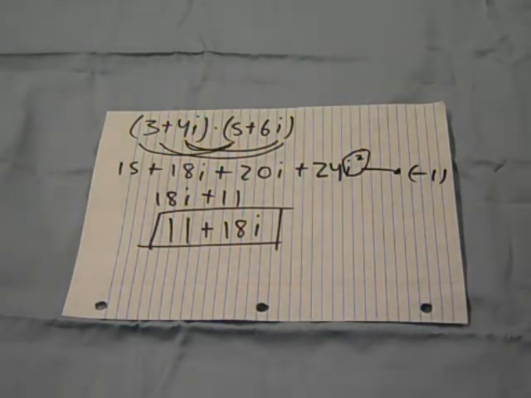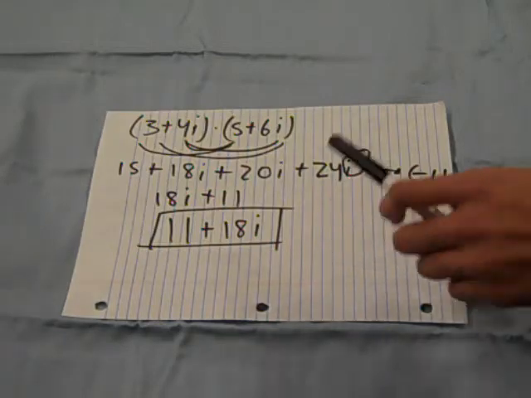Example, (3 plus 4i) times (5 plus 6i). Multiply them out and you get 11 plus 18i.